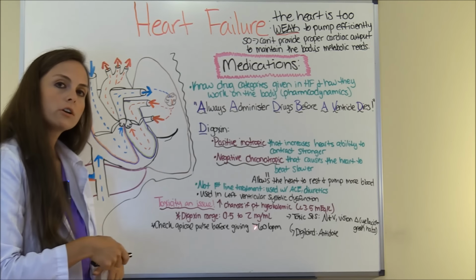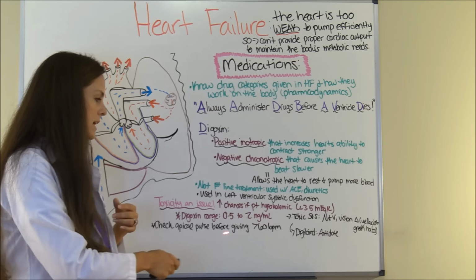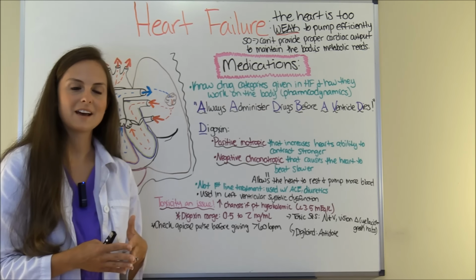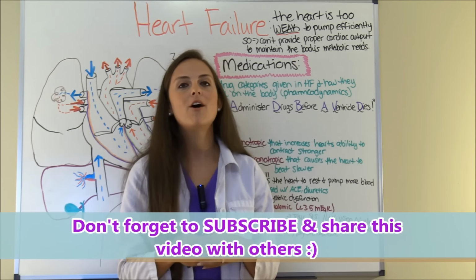Whenever you are giving digoxin as a nurse, you always want to check the apical pulse and make sure it's greater than 60 beats per minute before giving the dose. Okay, so that is a review, the part 2 review of heart failure.